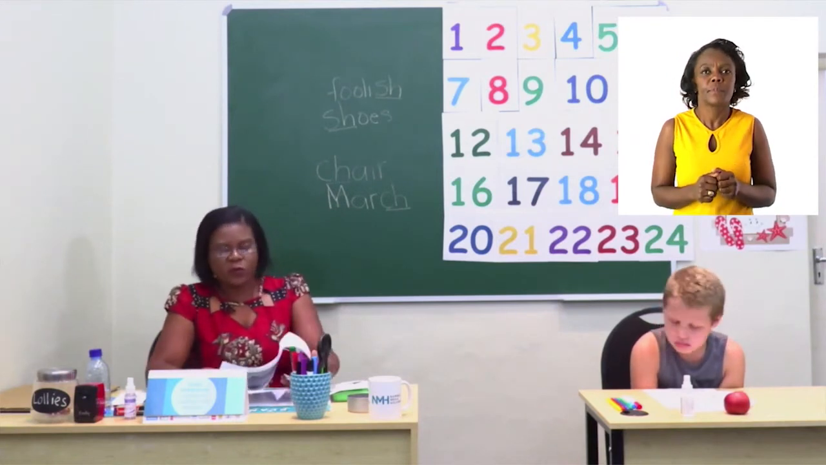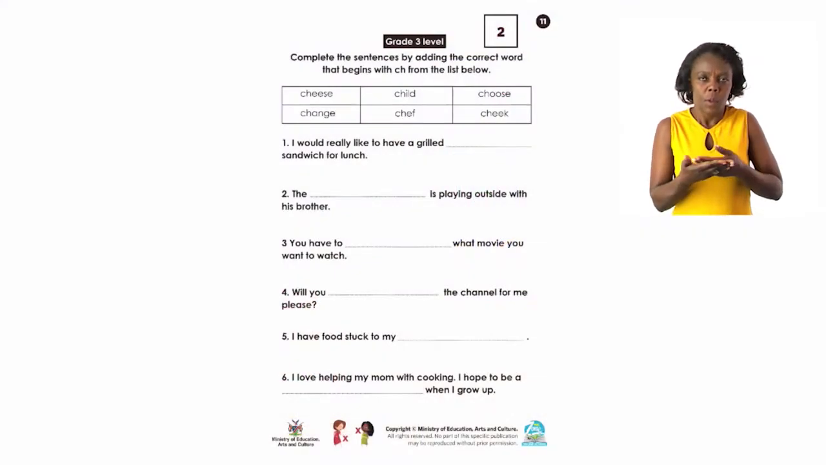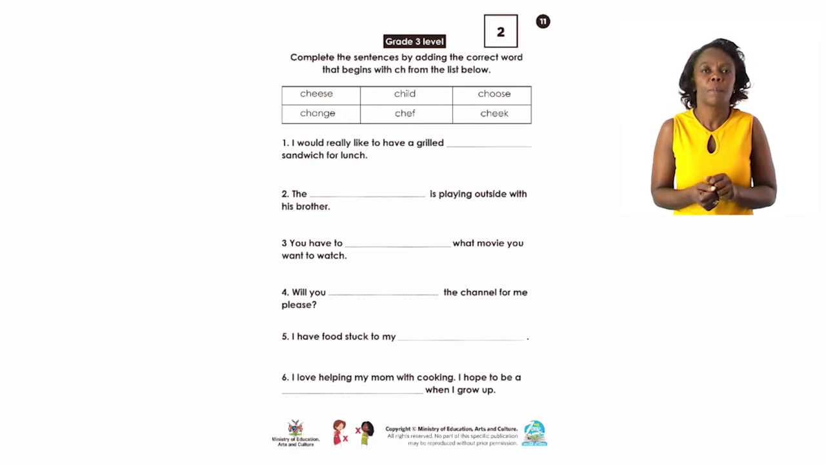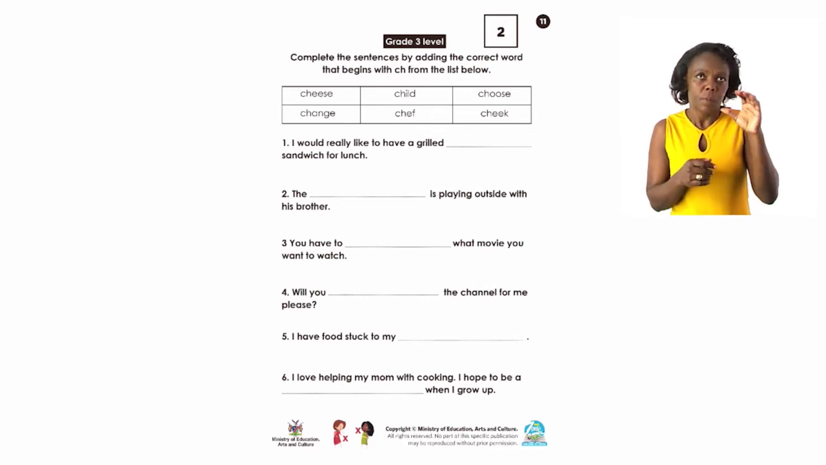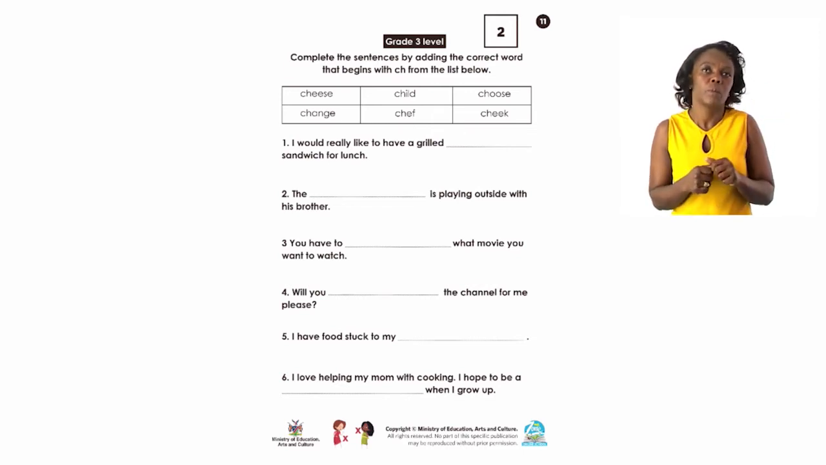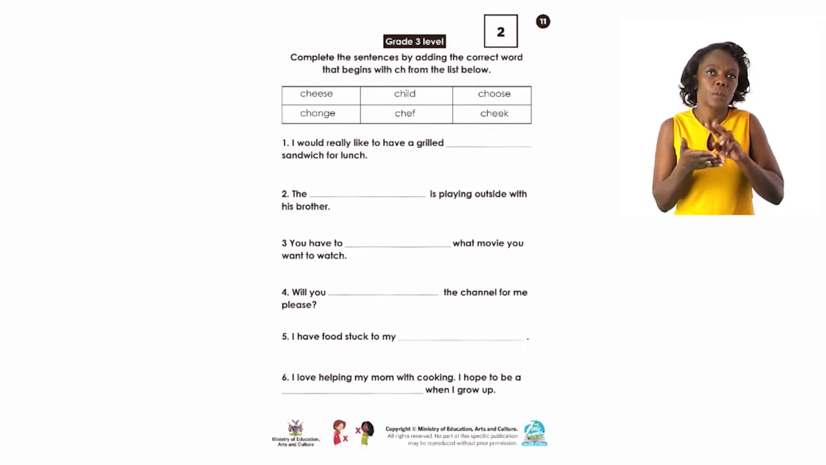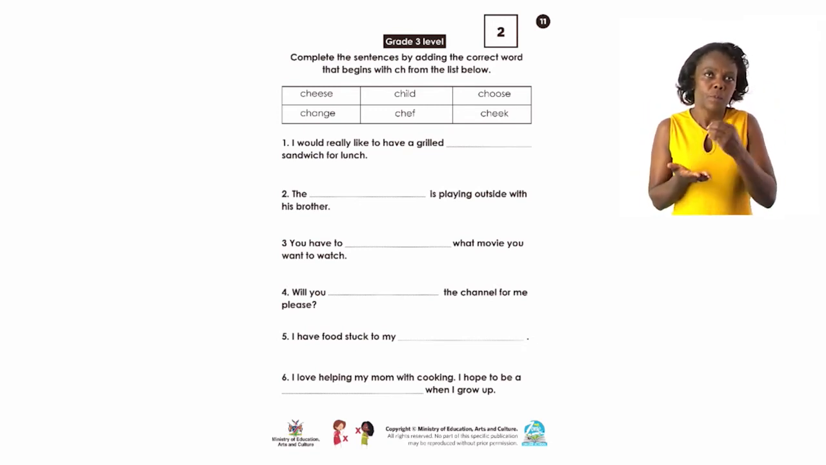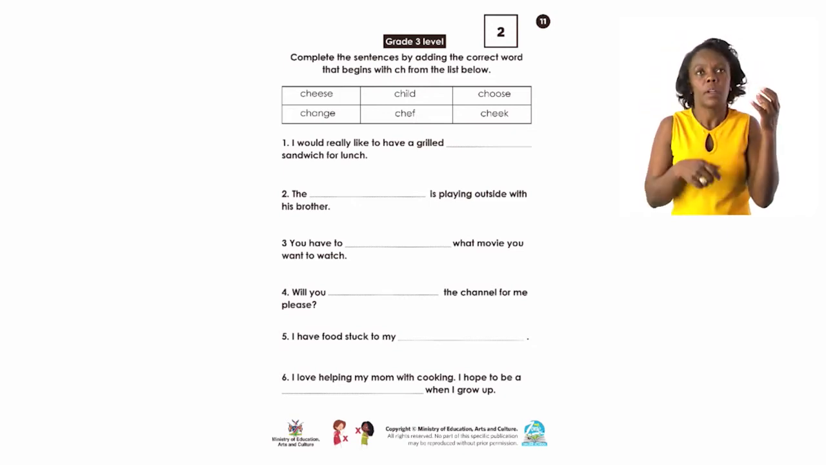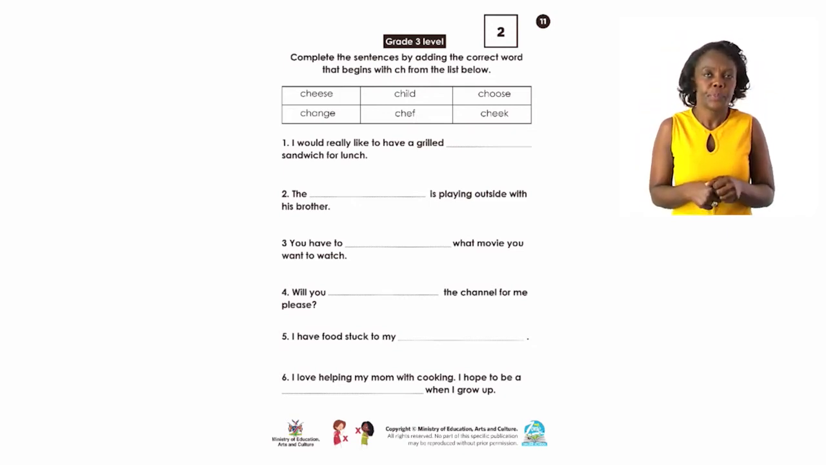Okay, let's continue to page 11. We are still with our sounds, but on page 11 we are just going to look at the ch. Only the ch, the k and the h. We read together the words which are there in the table. We have cheese, child, choose, change, chef, and chick. Those are the words of the ch sound.